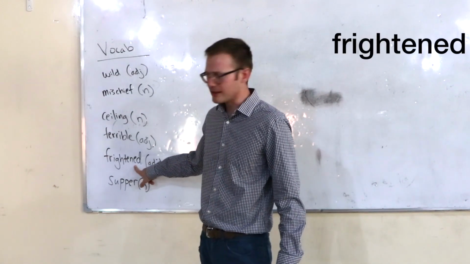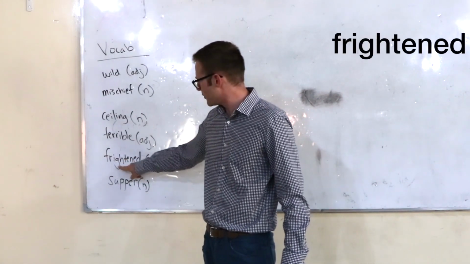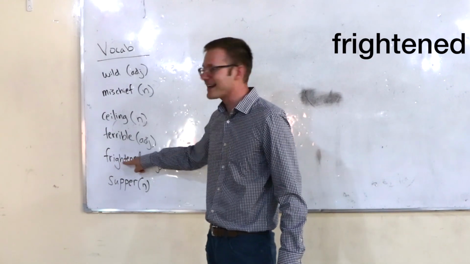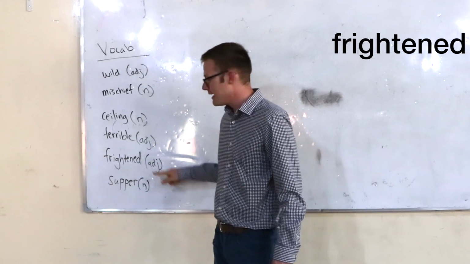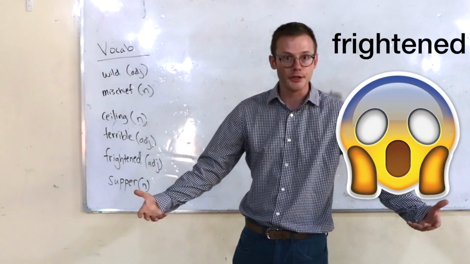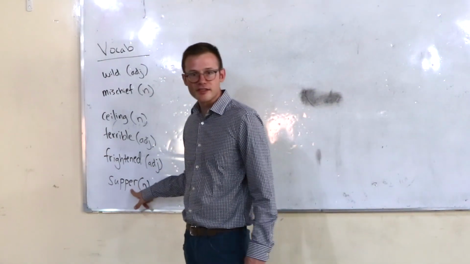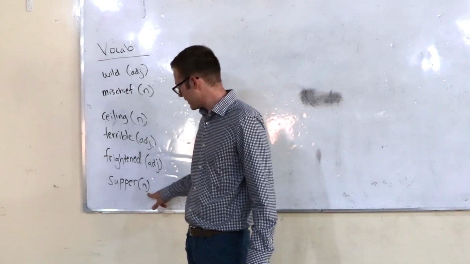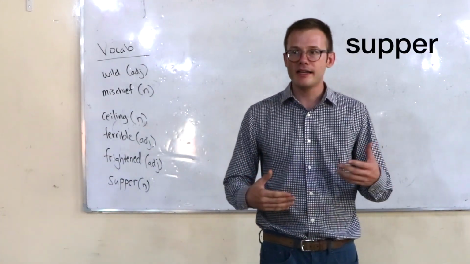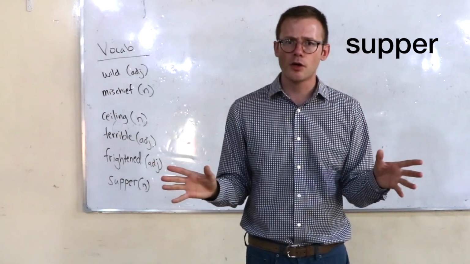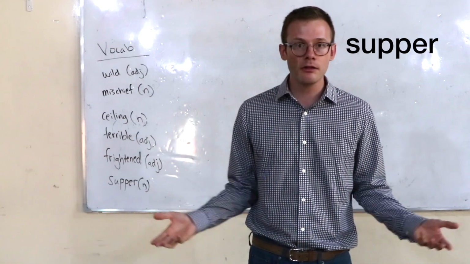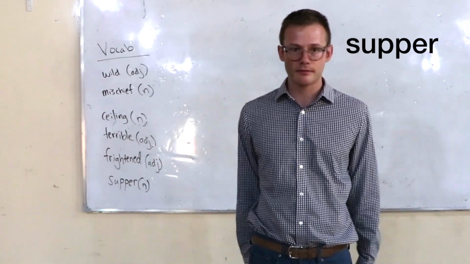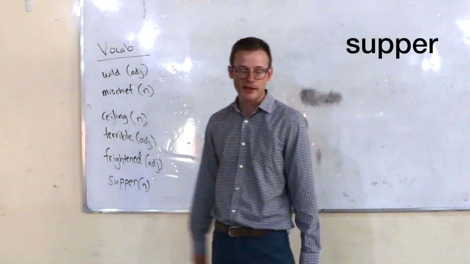Frightened. Be careful when you pronounce this word, the G-H-T. We don't say fright-en-ed. No. Frightened. All right? It's an adjective. It means scared. Very scared. Okay? And this last word, supper. It's a noun. Okay? Supper is a synonym. Now, what's a synonym? It's a word that means the same thing. It's a synonym for dinner. Okay? It's the meal that you eat at 7 o'clock at night. Supper, dinner, it's the same thing. All right, let's get to our story.